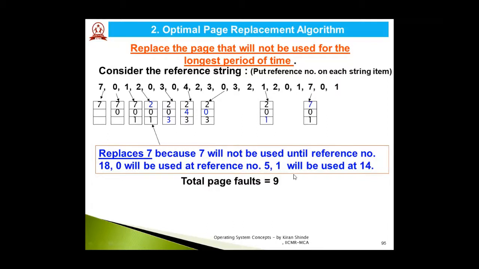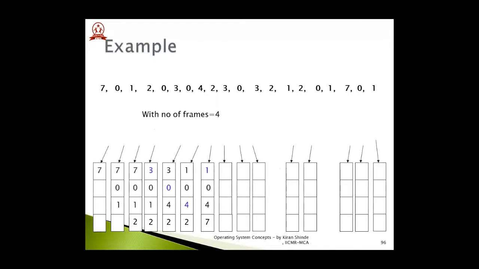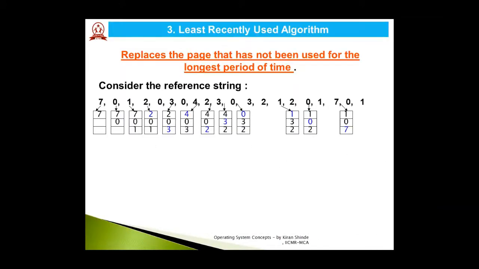Okay, now continuing with this, this is again an example which you can practice. Okay, algorithm number 3, that is least recently used algorithm. Now, the logic used in this particular algorithm is that the system will replace the page that has not been used for the longest period of time.